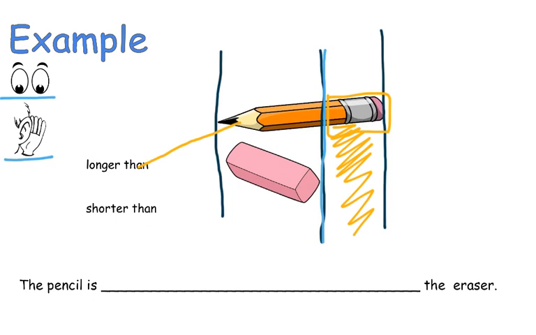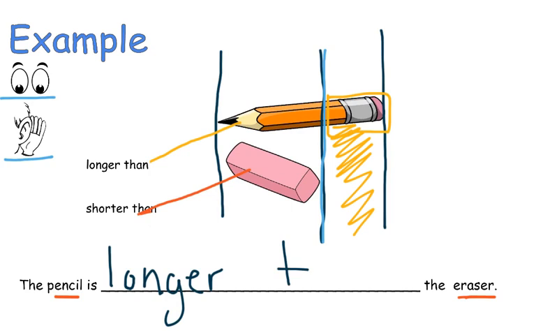Okay, so what about the eraser? How would we describe the eraser? We could say that it's smaller than, but thinking about our vocabulary, longer and shorter, which one would mean the same as smaller than? Shorter than, good. So the eraser is shorter than the pencil. Okay, now thinking back to our sentence, it says the pencil is blank the eraser. So we're starting with the pencil. So is the pencil longer than the eraser or shorter than? Longer than, right. So I'm going to write that: longer than. And I know how to spell these two words because they're right here.